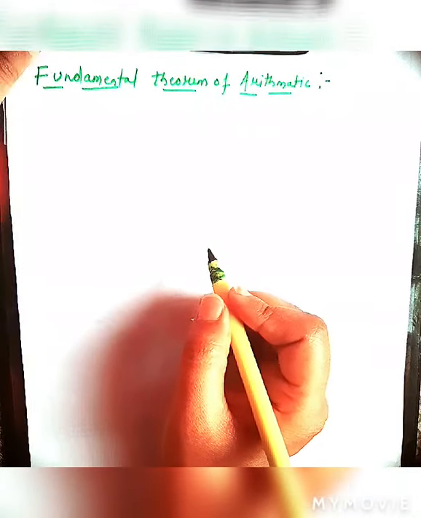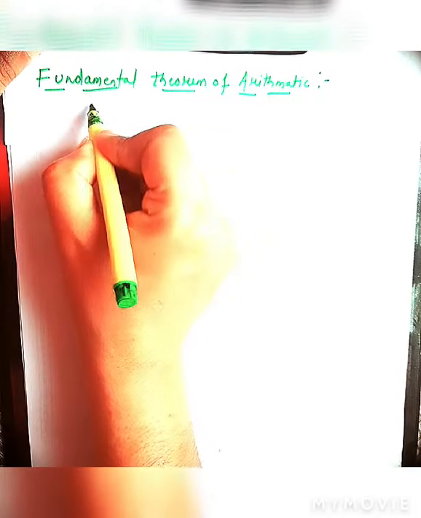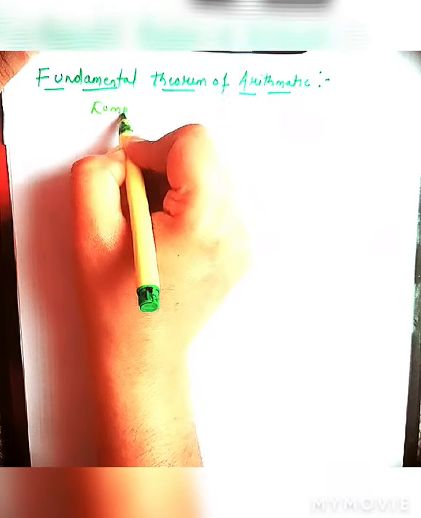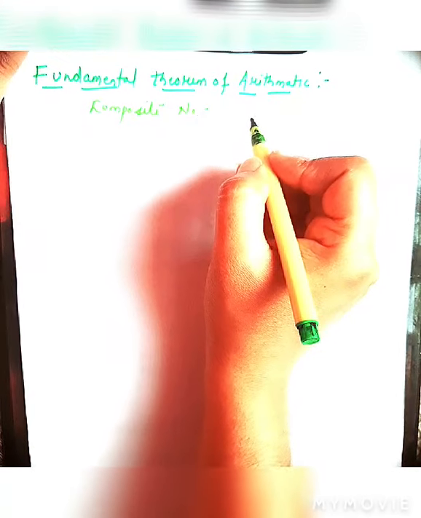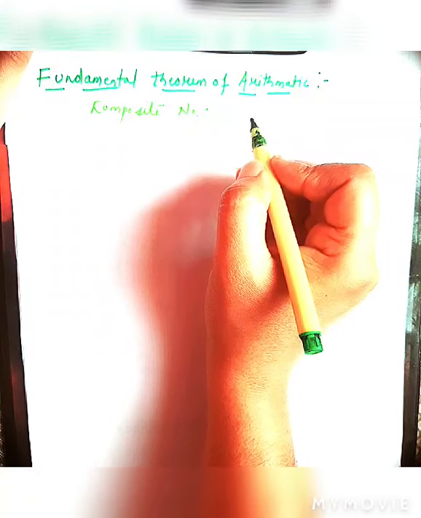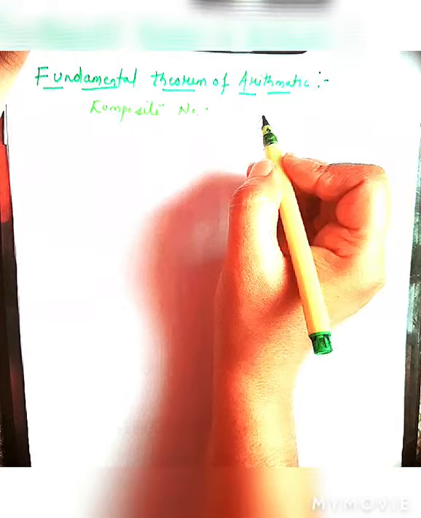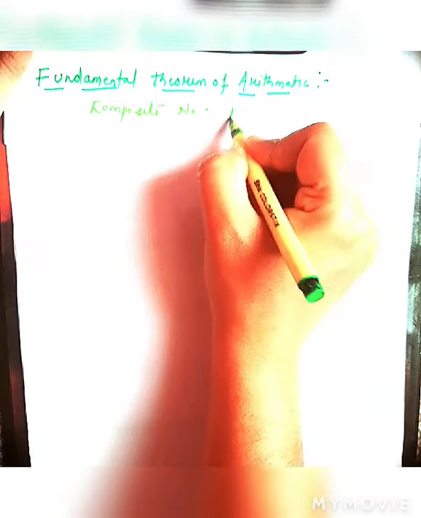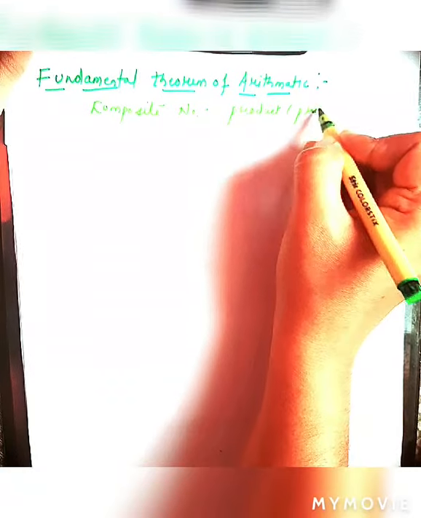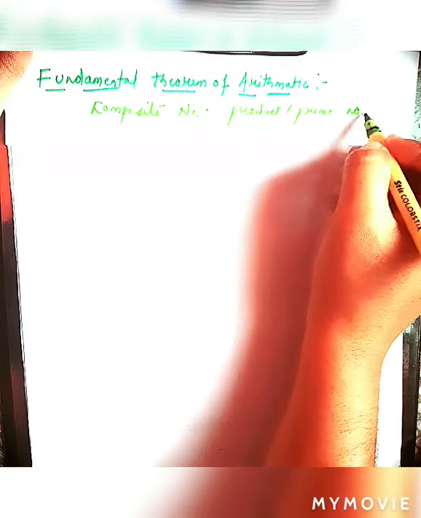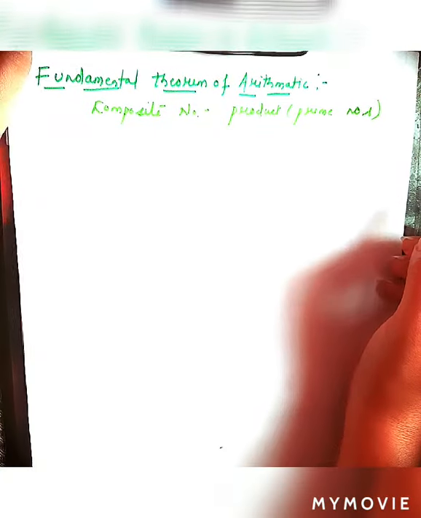The next theorem is the fundamental theorem of arithmetic. In this theorem, any composite number can be written as a product of its prime numbers or a product of powers of its prime numbers. Fine, so this can be written as a product of prime numbers or powers of prime numbers.